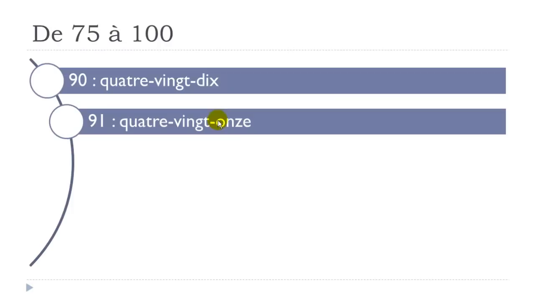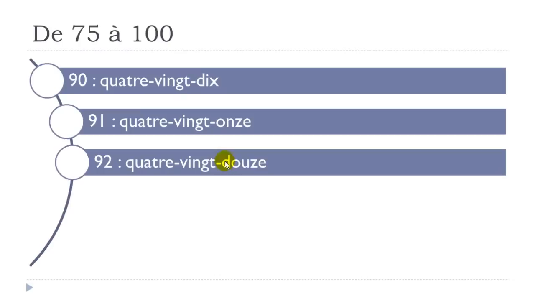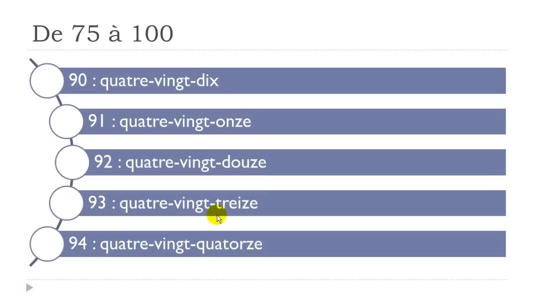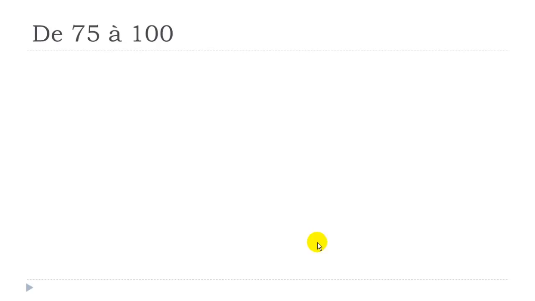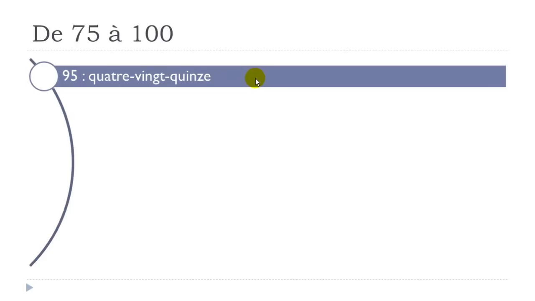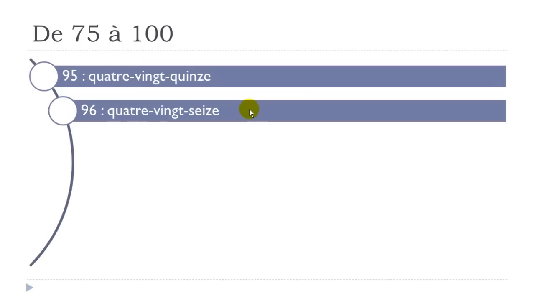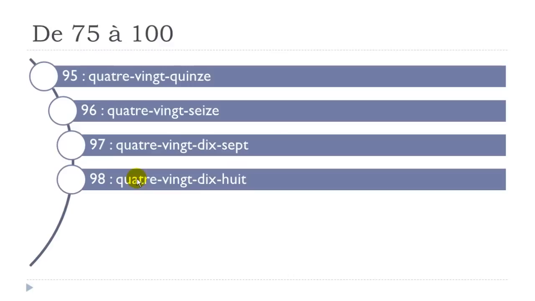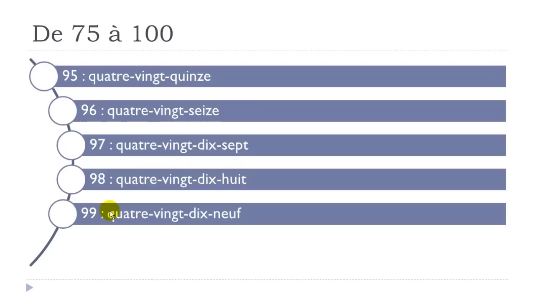91, 92, 93, 94, 95, 96, 97, 98, 99, and the last one, 100. Remember, final T, not pronounced. 100.